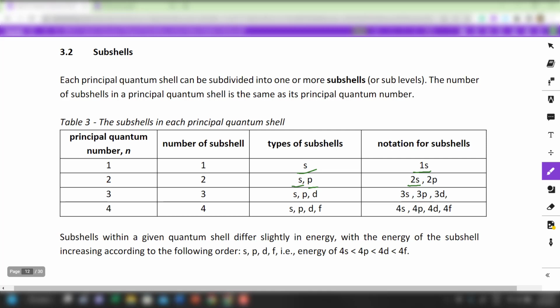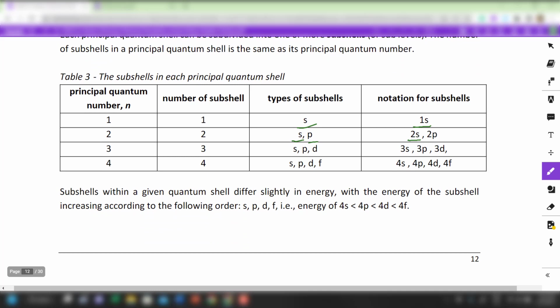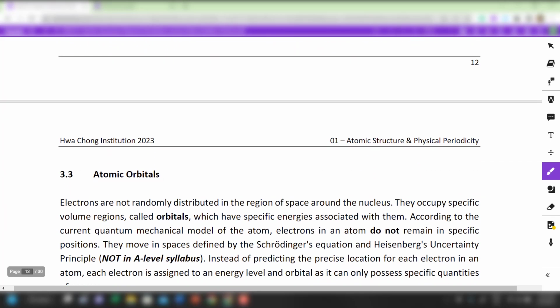If you read up more, you will notice that the type of subshell is defined by what we call the angular momentum quantum number, and that actually gives you the shape of the subshell. That is something which might be a little bit different from what you learned in secondary school if you did not explore beyond what you have learned. You might need to pay attention to that, and in terms of drawing, we'll learn how to draw them later on.